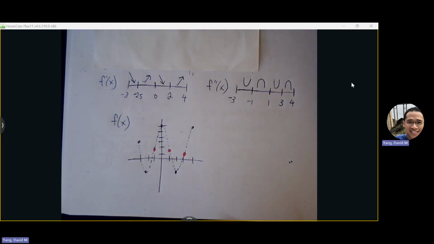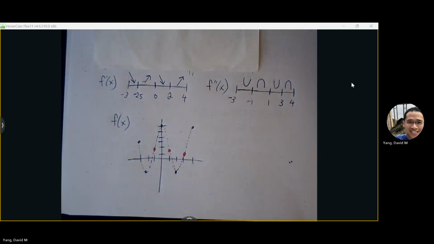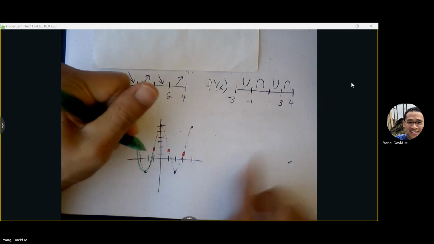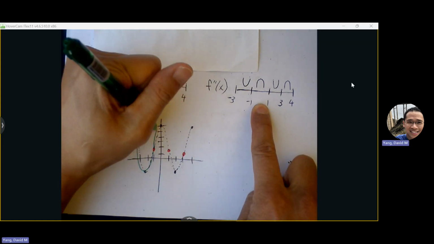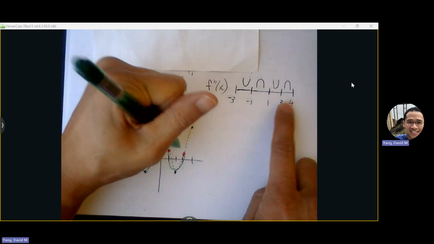Okay, so now you're going to go back and retrace your graph with the proper concavity, curvature, concave up, followed by concave down, back to concave up, and then concave down.